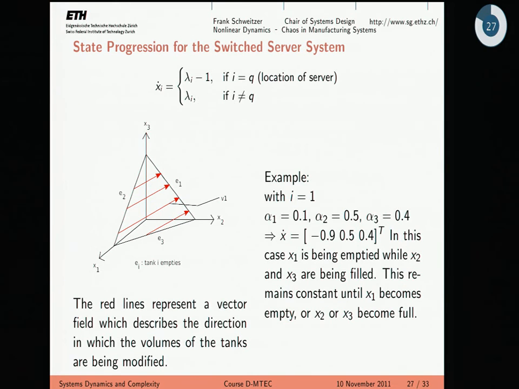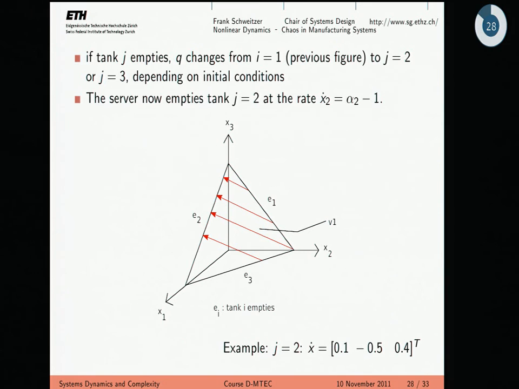Now, what happens? We start at 1, we're emptying buffer 1. Now we're here. Buffer 2 is kind of full. Buffer 3 is not empty, but not as full. And buffer 1 is empty. So now we start emptying buffer 2. Buffer 1 and 3 will get full, right?